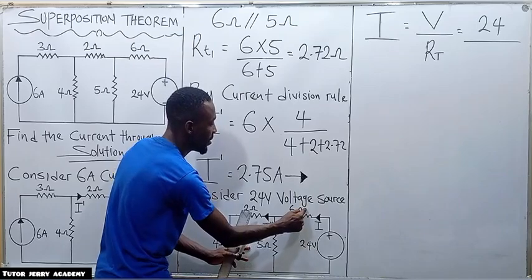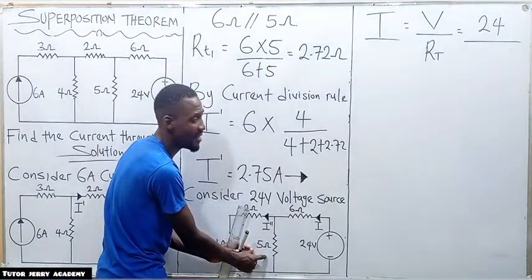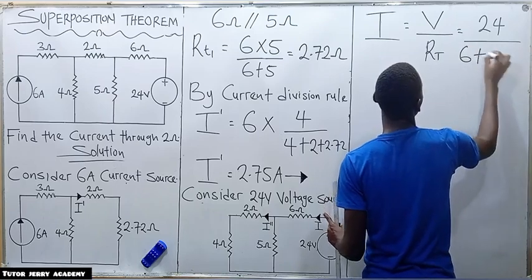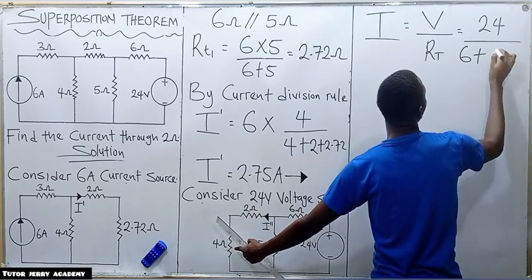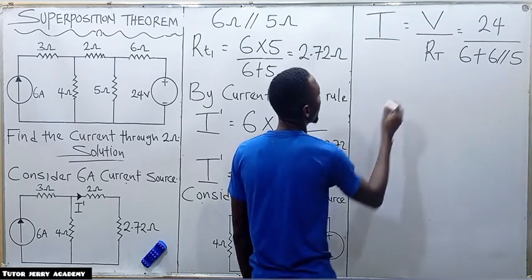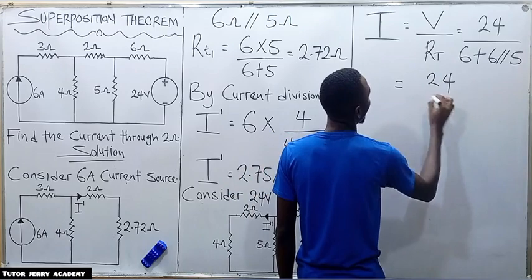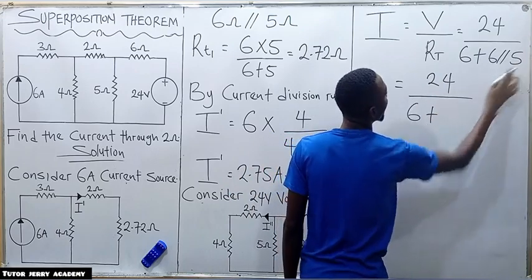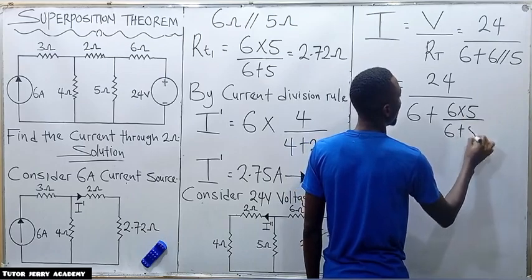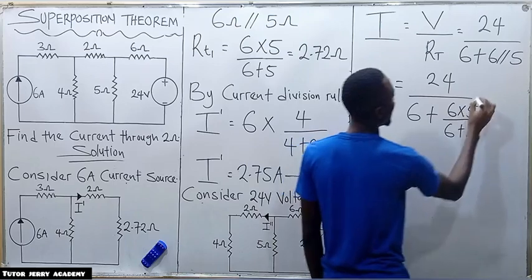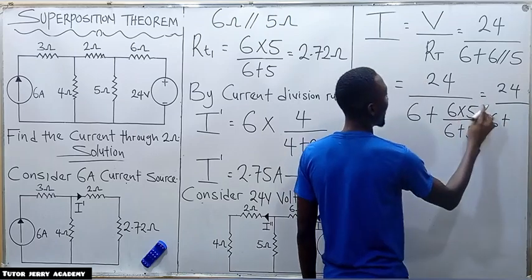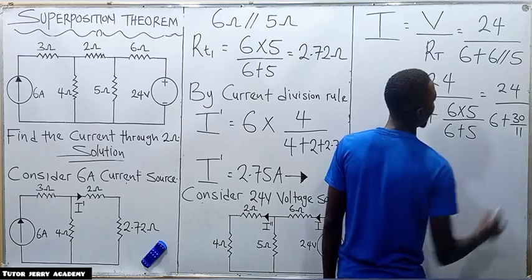You now observe that this 6 that is here and anything that is here will be in series. So this is what I'm saying: we are going to say this is 6 plus the 6 here, that is 4 plus 2, which is 6, parallel to 5. I hope you understand that. Now this becomes 24 over 6 plus, and when two resistors are in parallel, it becomes 6 multiplied by 5 over 6 plus 5. This is equal to 24 over 6 plus 30 over 11.